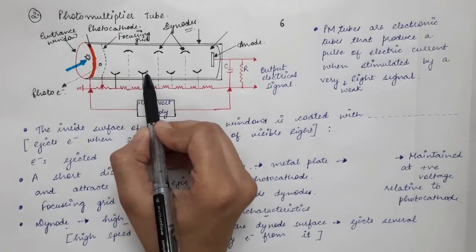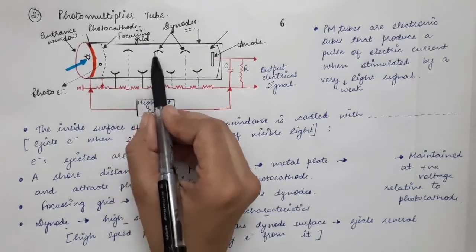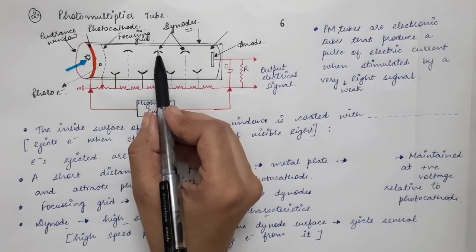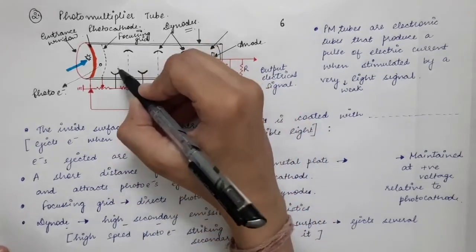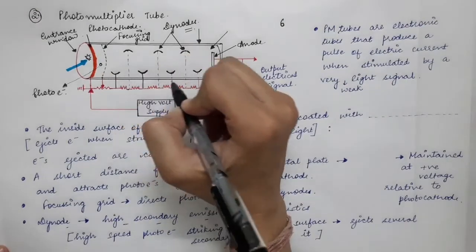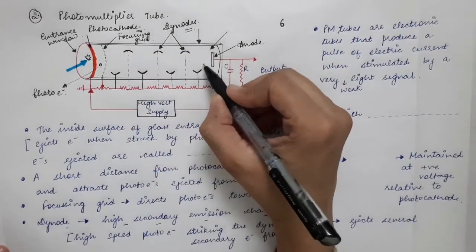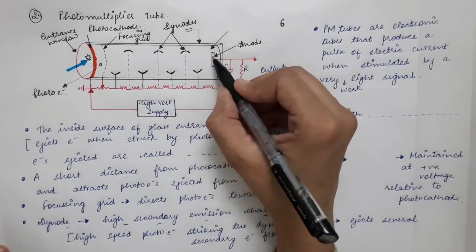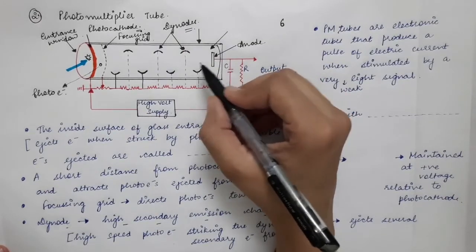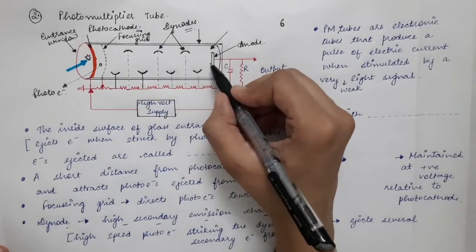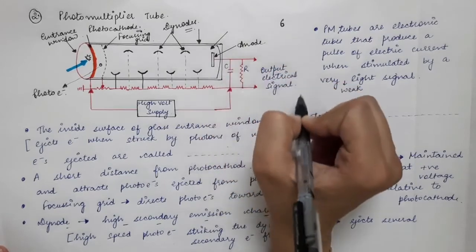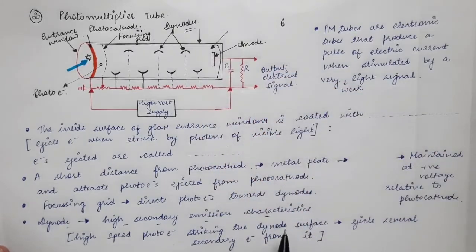And then you have a third diode. From the third diode even more number of electrons will be emitted. Hence you will get large number of electrons reaching the anode. So eventually large number of electrons will be reaching the anode, and hence you will get an output signal.